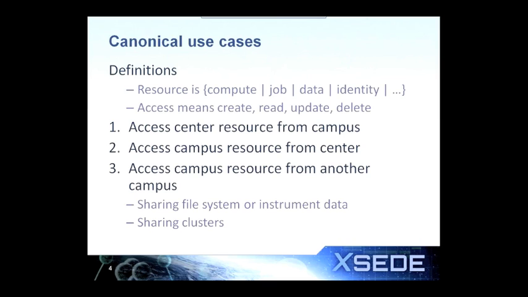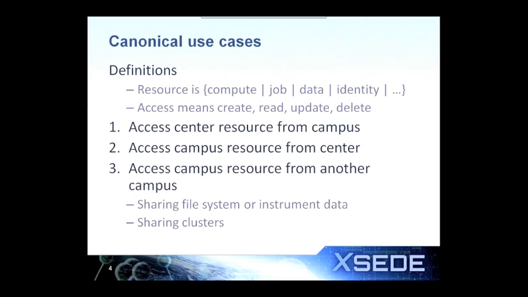So there are, as I said, three canonical use cases, and in some ways they're trivial, but they highlight the idea. The first is I'm on a campus, like I am right now, for example, and I want to access a resource that's at one of the SPs, at one of the centers. That could mean I want to access my home file system at the center. I may want to access the queues at the center. I might want to do something at one of the centers.